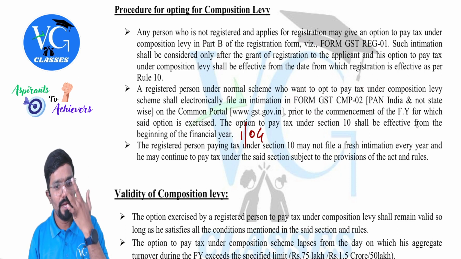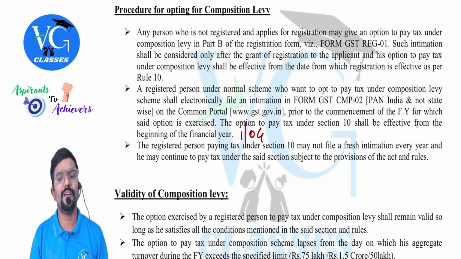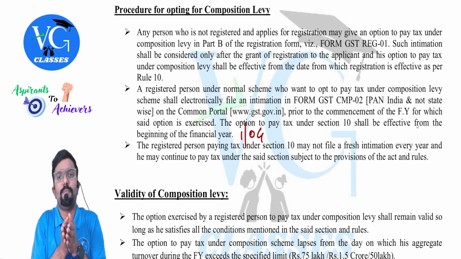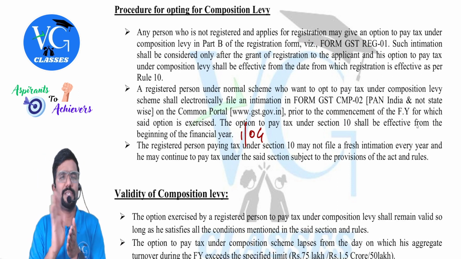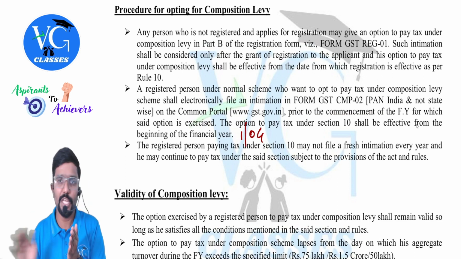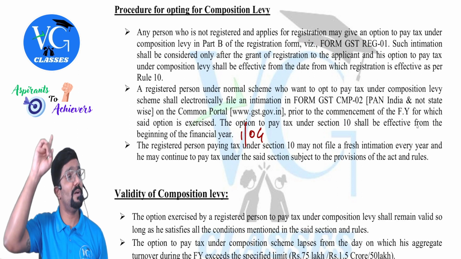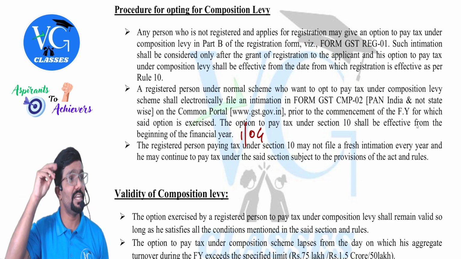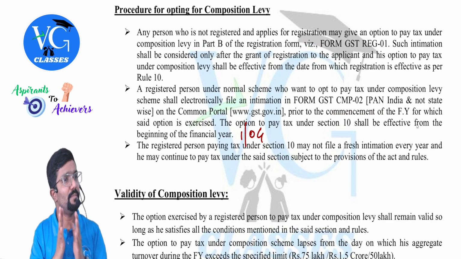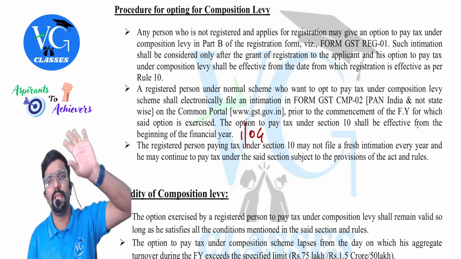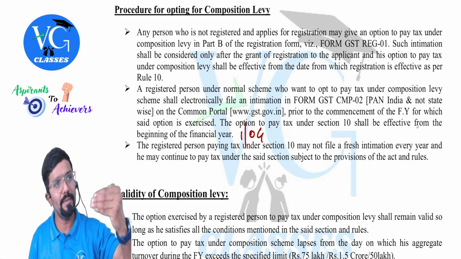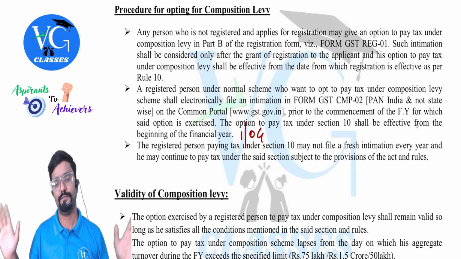Okay, sir. Then, a registered person paying tax under section 10 may not file a fresh intimation every year, and he may continue to pay tax under the said section, subject to the provisions of the Act and rules. Sir, this year I am following composition scheme. Every year, should I tell the department that I will continue under composition? Not required. But you can continue under composition scheme provided you satisfy all the conditions given. If you violate any condition, if your turnover crosses the threshold limit, please immediately move to section 9. Hope you understood. Every year intimation is not required. At the time you are going to 10, you just intimate, enough.